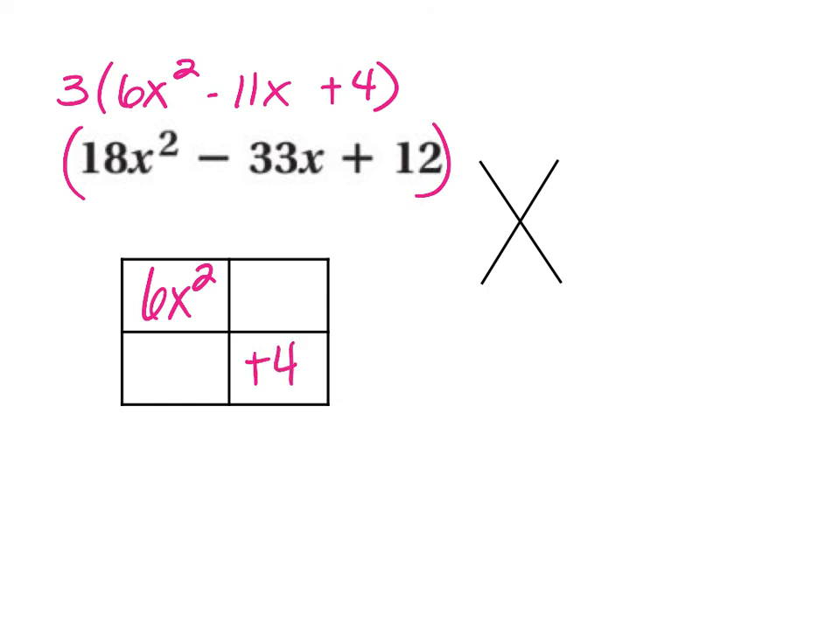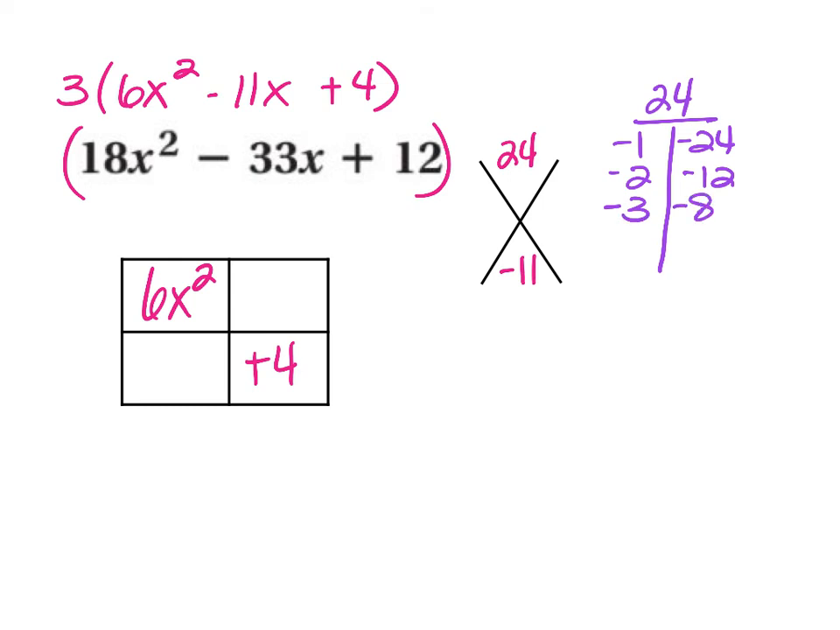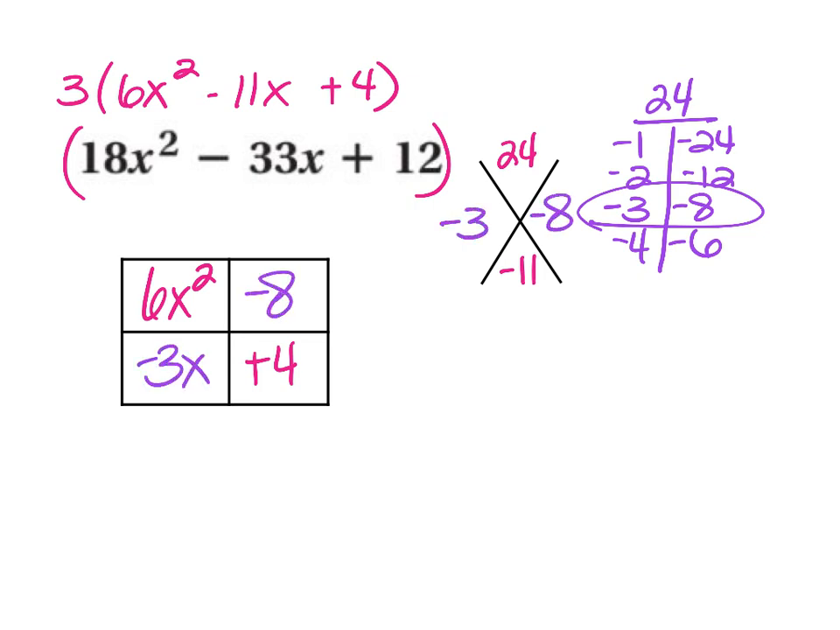Setting up our x puzzle. See, 6 times 4 is 24. And then -11. So for my x puzzle, I need a negative sum, but a positive difference. So that means everything's going to be negative. So this will be -1, -24, -2, -12, -3, -8, -4, -6, and I think that's it. So it looks like -3 and -8. So I have -3x, -8x.